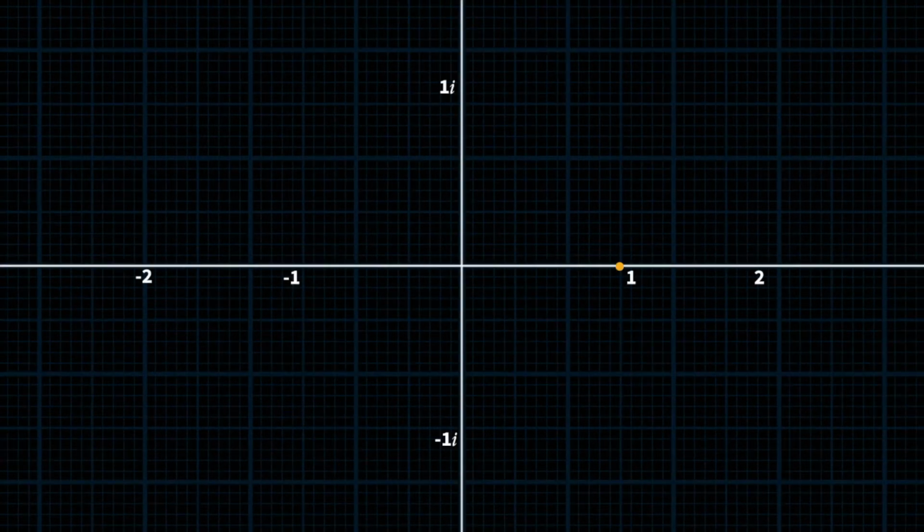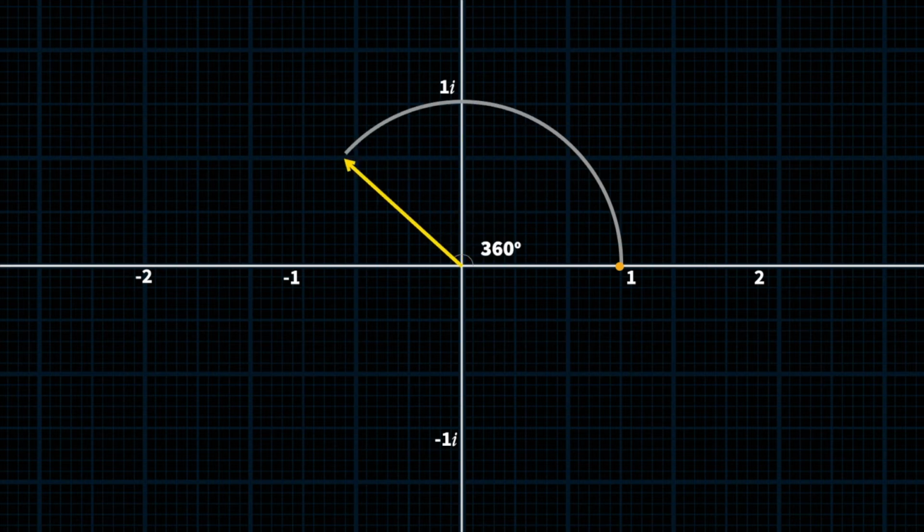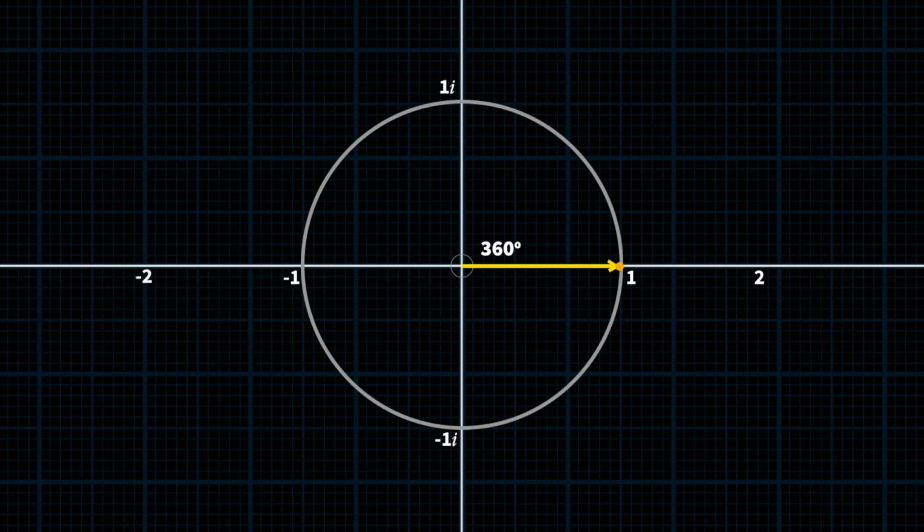Take a look at the number 1 on the plane. It has a magnitude of 1 and is at an angle of 0 degrees from the horizontal. But we can also write this angle as 360. Rotating a full 360 degrees around the circle lands us back at our original point, right? Similarly, we can rotate another 360 degrees and nothing would change.